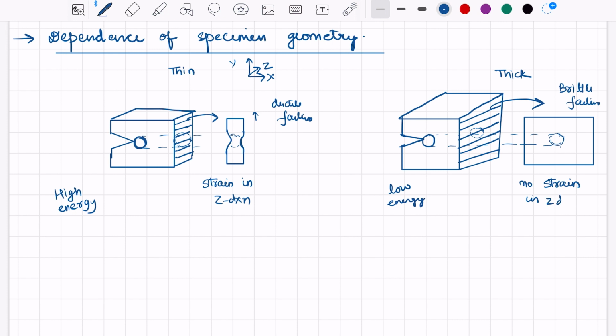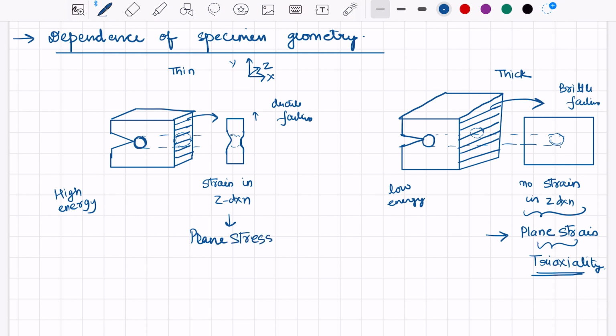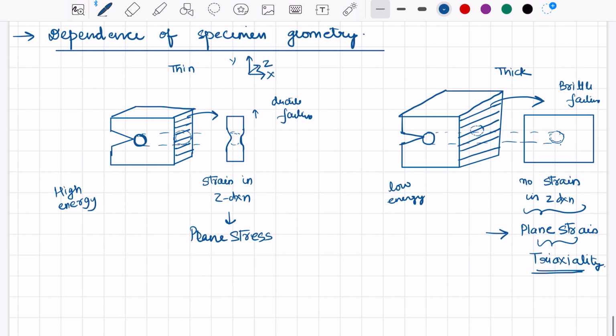There is no strain in z direction, and that's the reason this situation is called plane strain. And the stresses are triaxial. Stresses that are present in the material are in all the three axes, but no strain in z direction. And the other scenario is called plane stress, where strain is present in all the three directions, but stress is not present in the third direction.